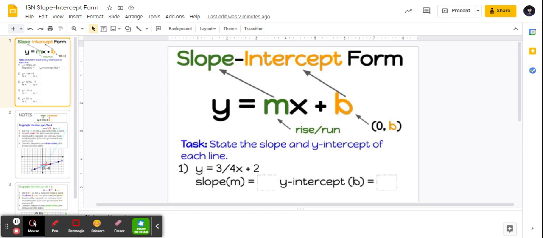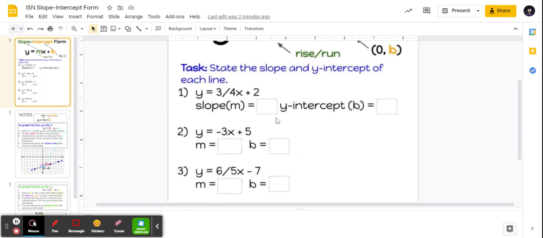We'll do at least the first one together, and then maybe a good time to pause it would be after we do the first one. That way you can do them on your own and check back to see if you did them correctly. Okay, number one, our task here is to state the slope and the y-intercept of each line. So all we're doing is looking at this equation and pulling out those two pieces of information.